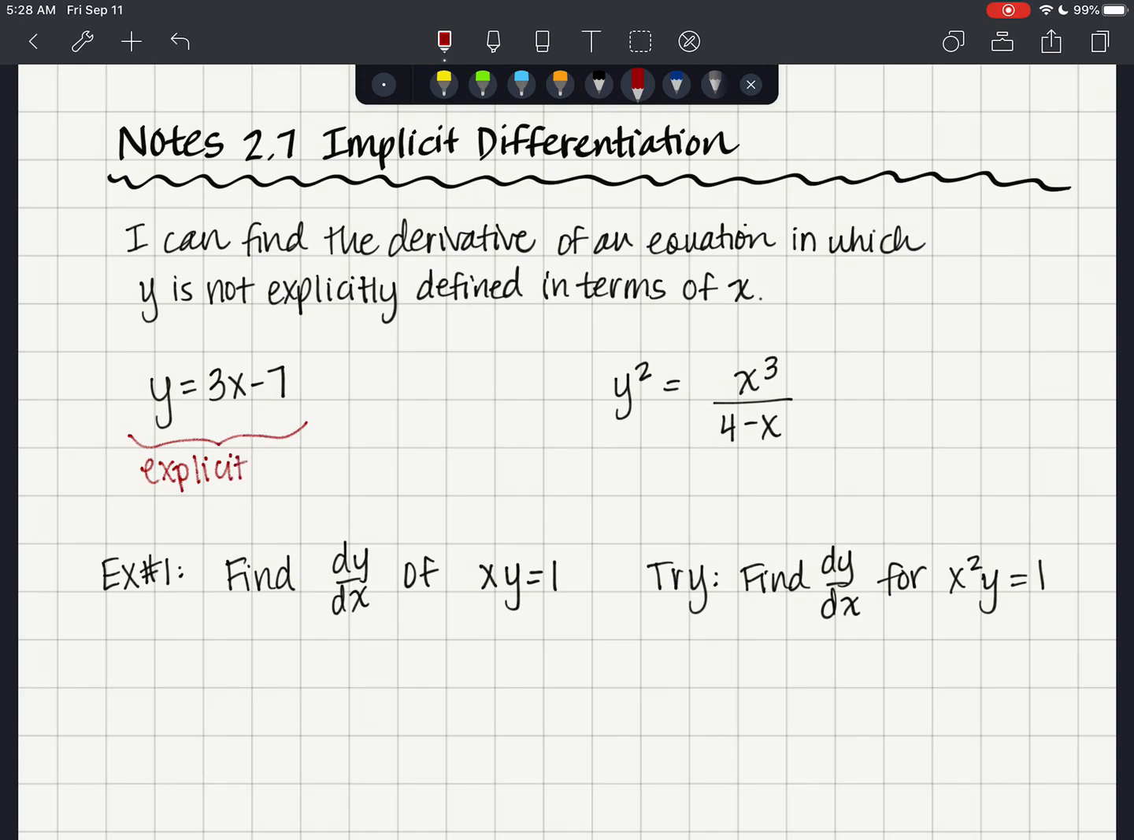So not only is this explicit form, but it's the only way that we can define y explicitly in terms of x. Now the second one, y squared equals x cubed over 4 minus x. Here we have y implicitly, so this is an example when y is implicitly defined in terms of x.